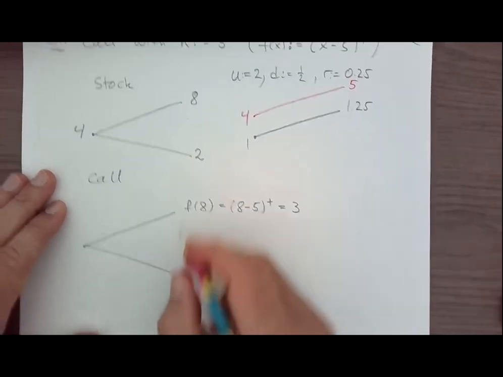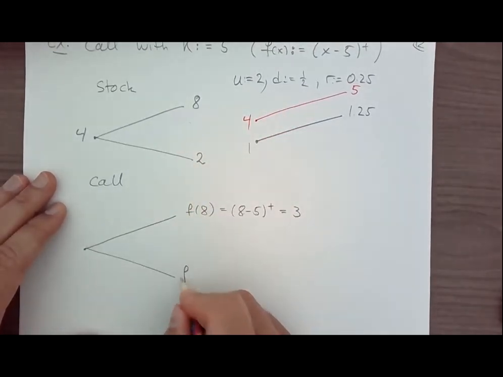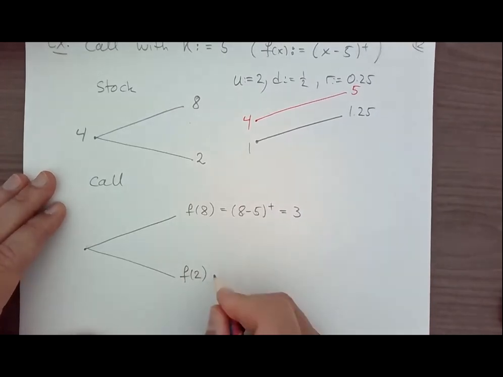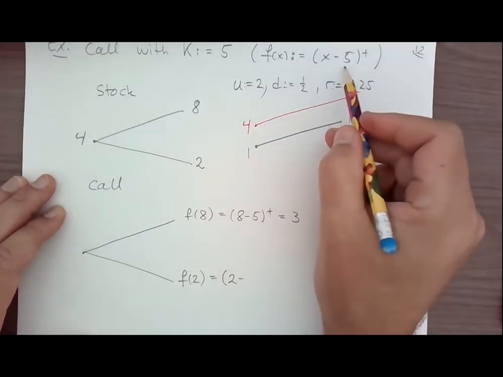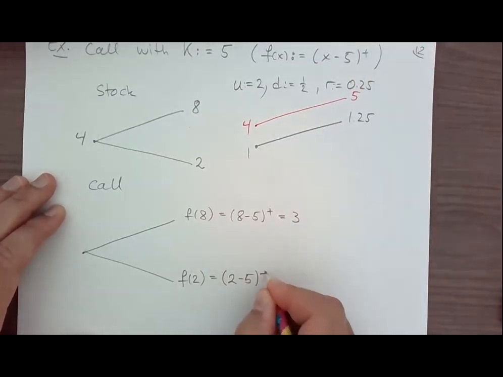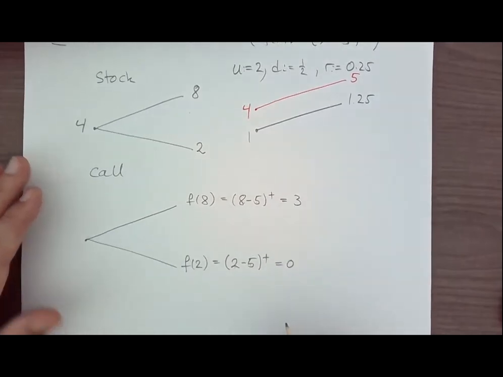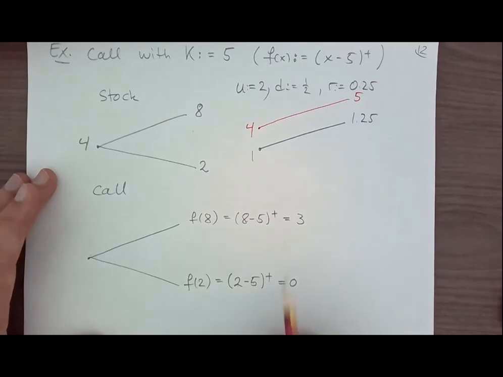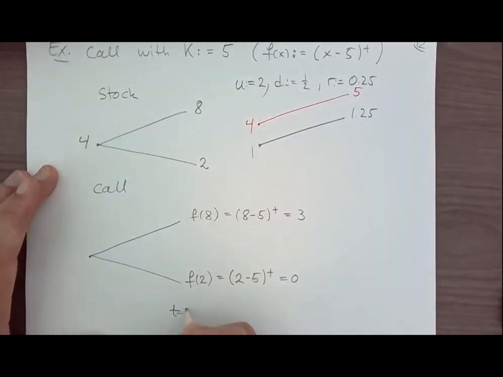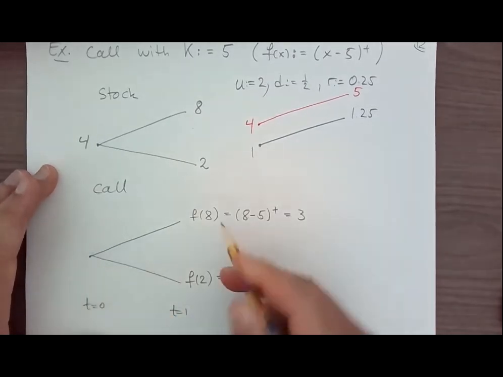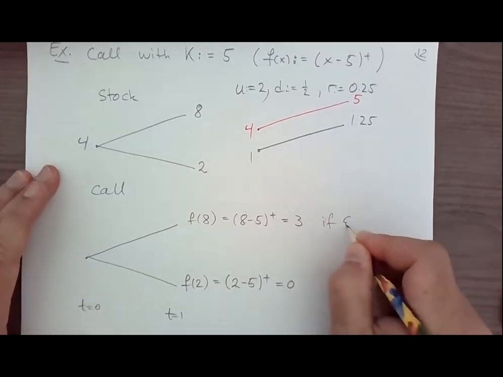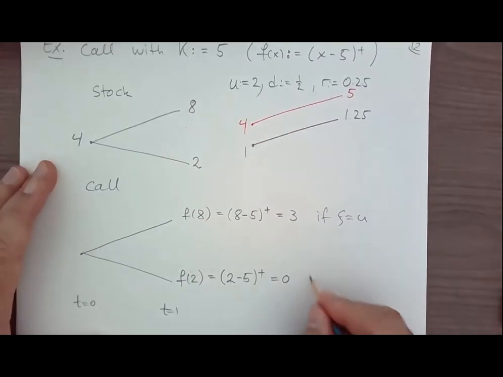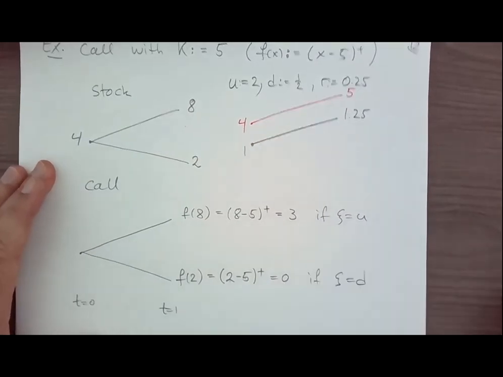And now we're down here. This is 2, so I need to plug 2 into my payoff. This is going to be 2 minus 5, which is minus 3, positive part. This is going to give me a 0. So I'm looking at a payoff at time 1 which is either 3 or 0. This here is if psi ends up being u, and this here is if psi becomes d.